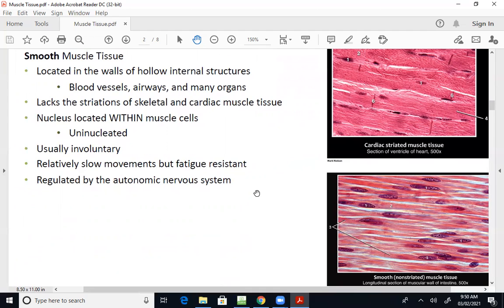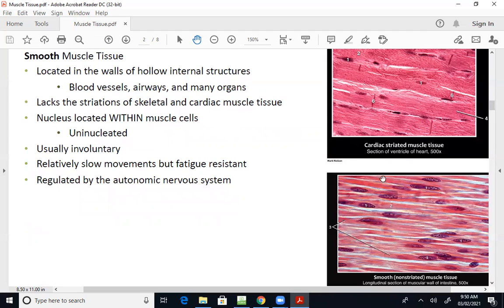Down at the bottom is the picture showing you smooth, which you can see in parentheses down here. It says it's non-striated, which is why it's called smooth. So it's not like cardiac and skeletal muscle. We'll see why. There's a slide at the very end of this lecture that talks about why it doesn't have those striations. First, we have to learn where striations come from. We find smooth muscle in the walls of hollow internal structures like our blood vessels, airways, organs like the stomach, intestines, your bladder, ureters, urethra, etc.